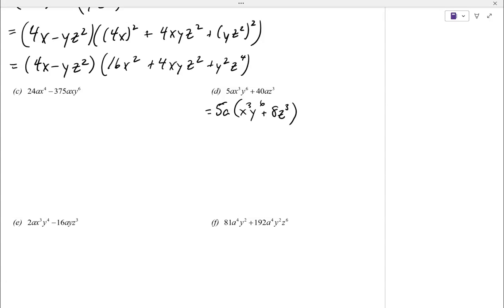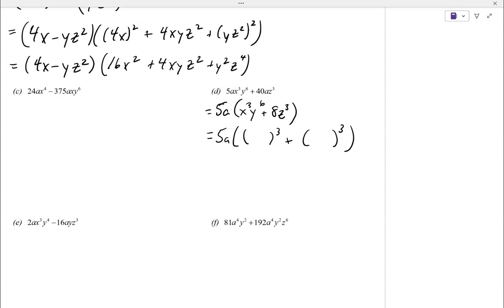Which formula do you think we'll use in this case? Sum of cubes, right? You agree with that? All right. In particular, there's a plus sign. The only sum formula we have is cubes. Okay. So we need to figure out what the two things we're cubing are, right? I need something cubed plus something else cubed, right? I've got to figure out what those two things that are cubed are.